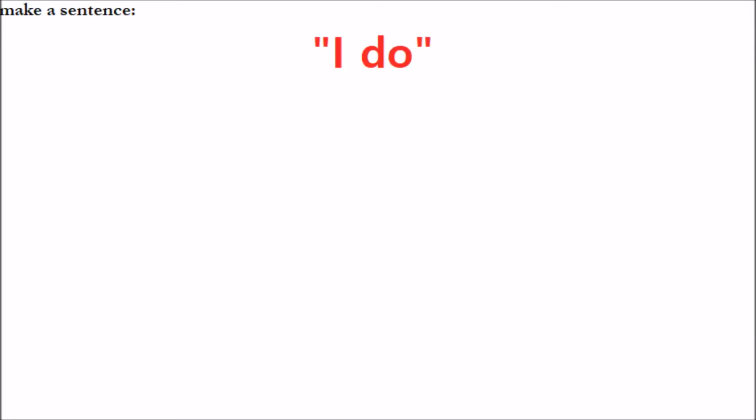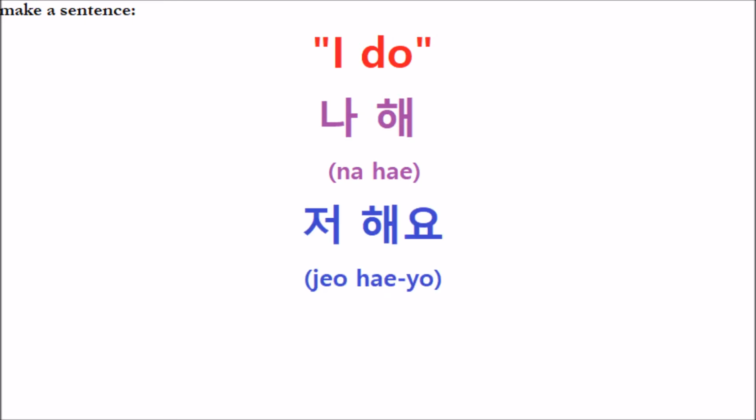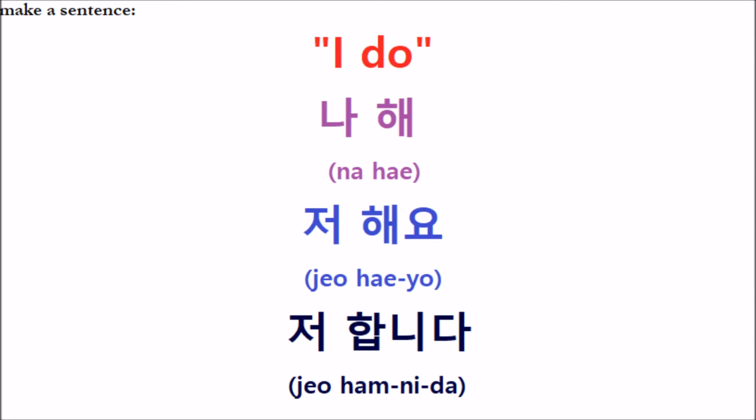Now I'm going to go over how to make hada verbs into sentences. I covered this twice already in the a verb and verb videos, so if you don't need a reminder, then the lesson is over for you. Thanks for studying with me. For the rest of you, let's get started making the sentence "I do." In the casual form, 나 해. In the polite form, 저 해요. In the formal form, 저 합니다.